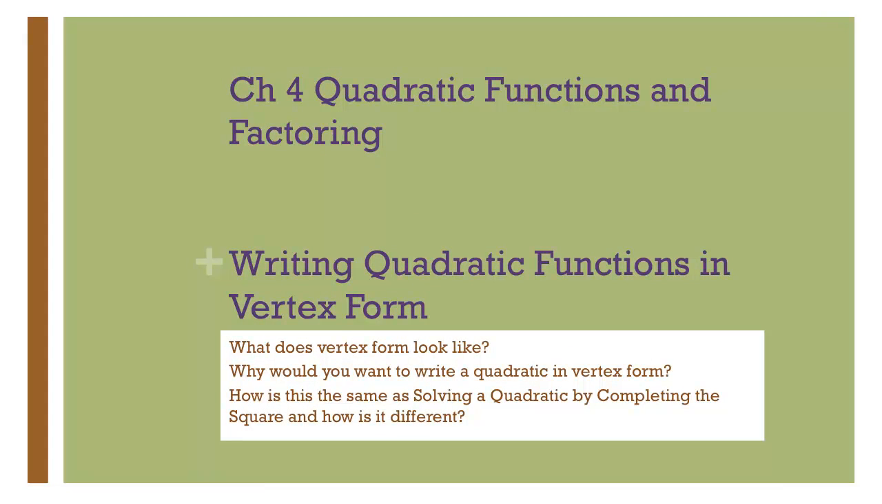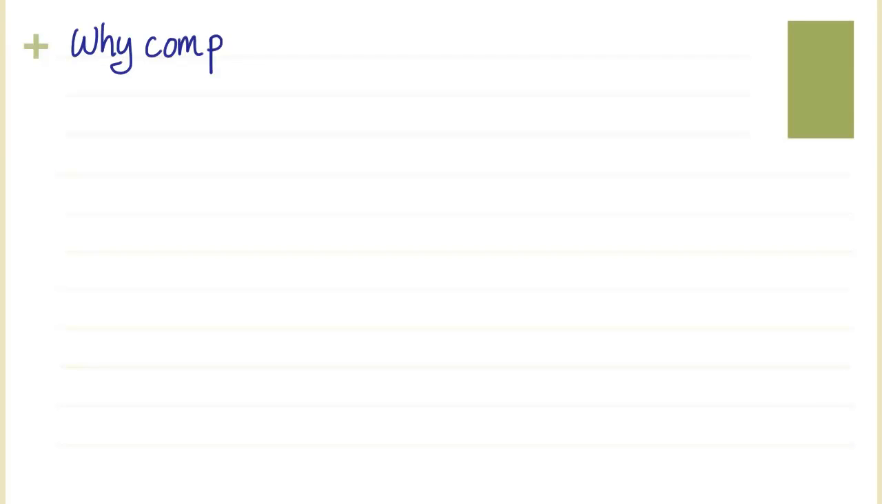Writing quadratic equations in vertex form. So why would we ever want to complete the square? That's generally the consensus when we learn completing the square, and especially in Algebra 2, when you already kind of know where completing the square leads. Why would we do it?